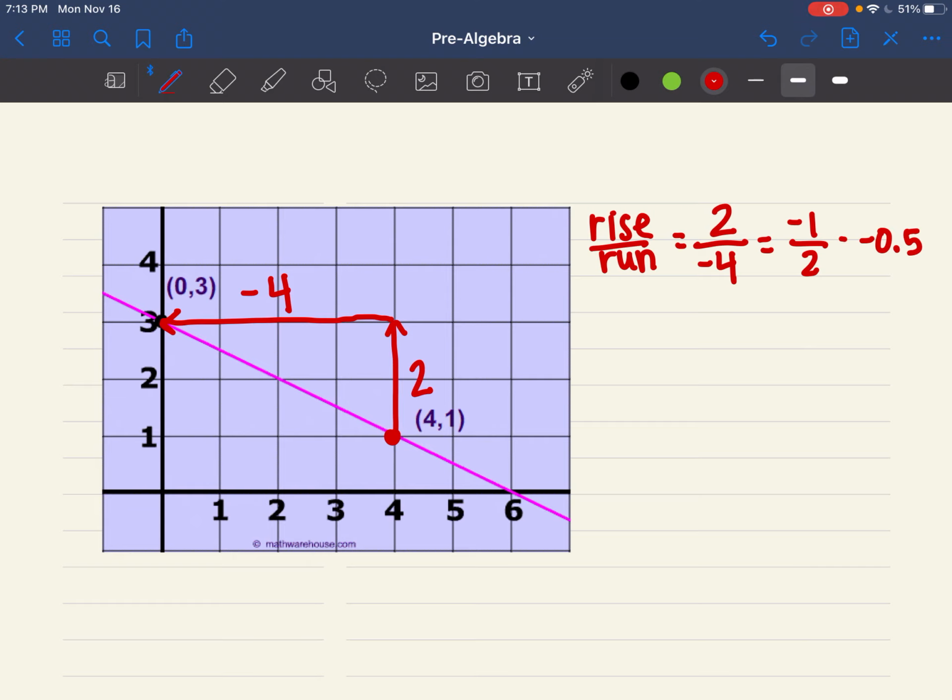Sometimes, though, it's best to leave it as a fraction. That one was a trick question because now we went to the left. Remember, up and to the right is positive. If you travel down and to the left, it's negative.